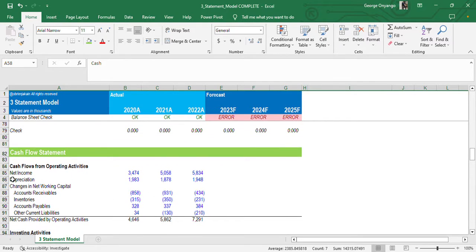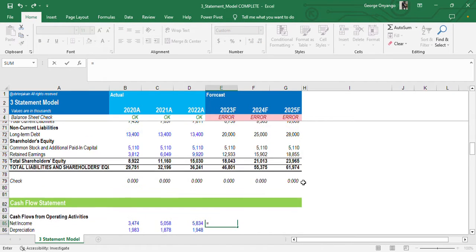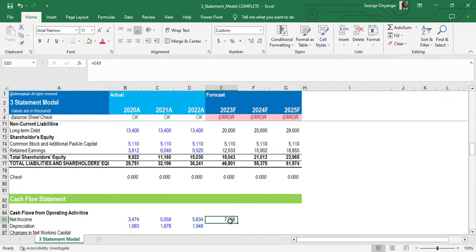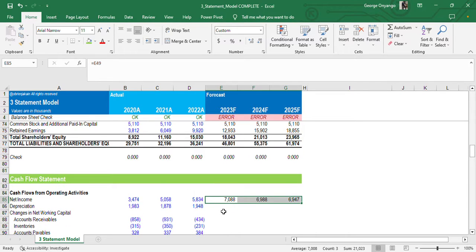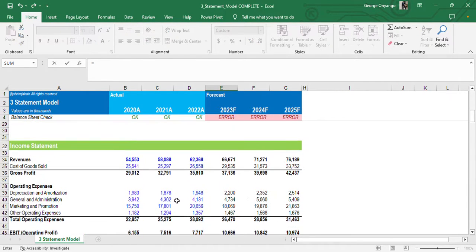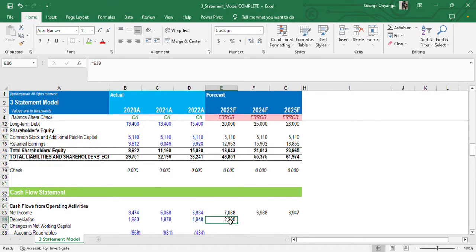So basically we're going to start with the net income. The net income, we obtain this directly from the income statement, which is that. We fill that right. Then we have the depreciation. We can take this directly from the income statement, and we have that. We fill that right.